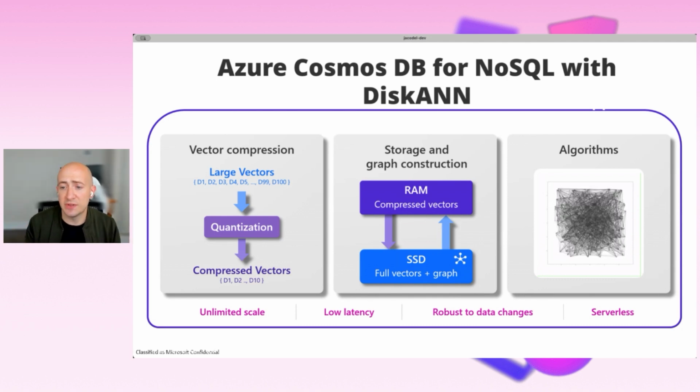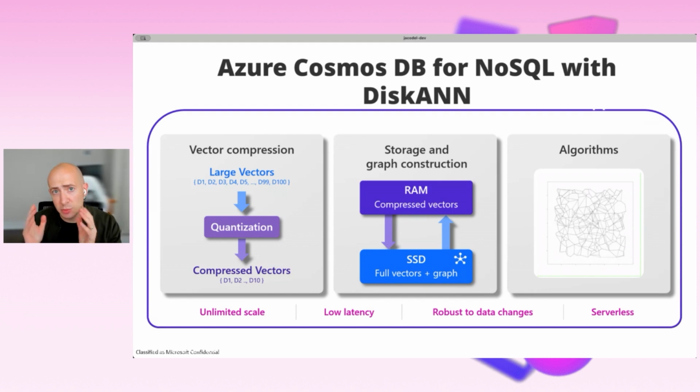And DiskANN in itself is robust to data changes, and it works with both our serverless model and our provisioned throughput model. So we're really excited about the potential for high scale, high efficiency, high accuracy search with Azure Cosmos DB and DiskANN.